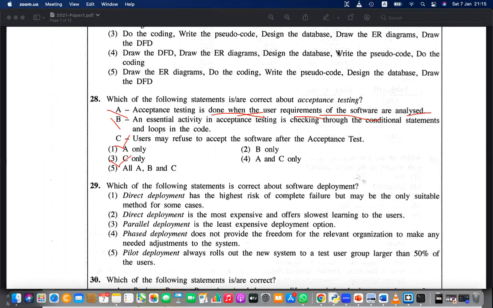is taken. A is okay, but the problem is the phrasing. I just read this part, acceptance testing is done in the user premises, that is true, but the thing is not in this statement.